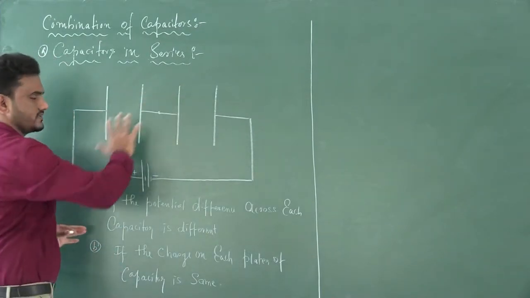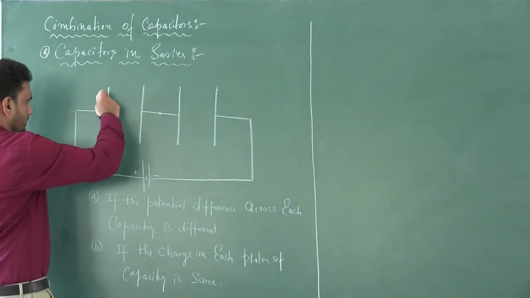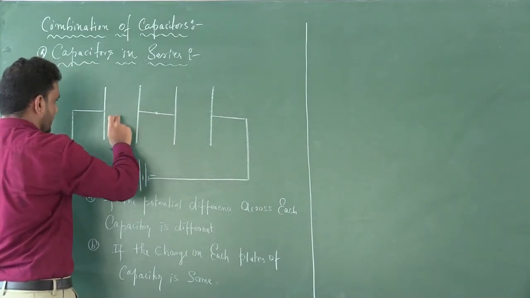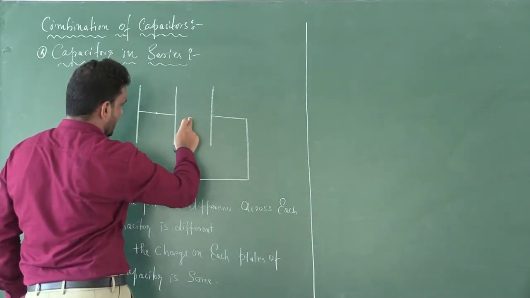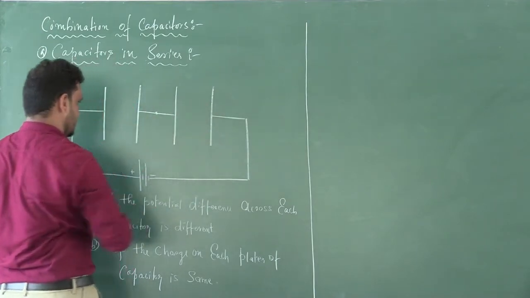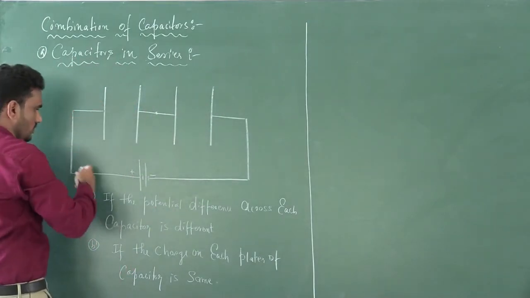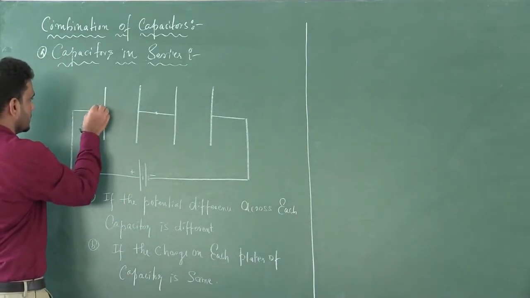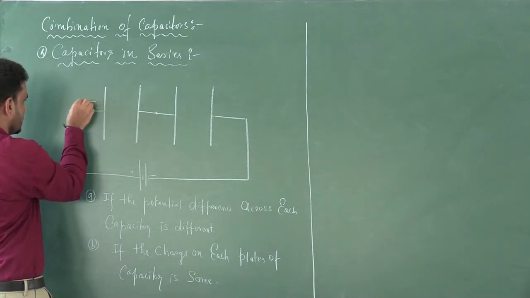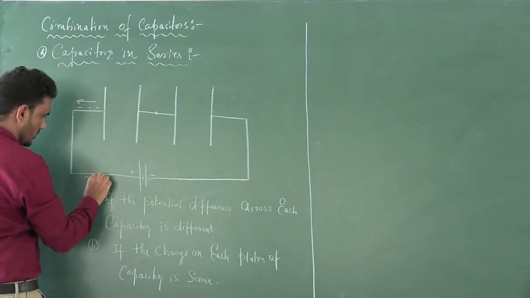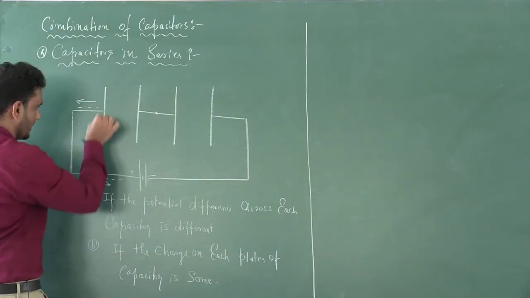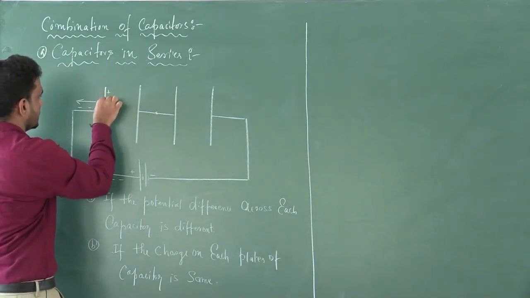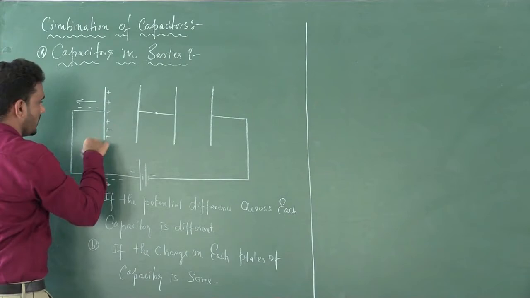How do I charge the plates of the capacitor? Look here: first plate of the first capacitor, second plate of the first capacitor, first plate of the second capacitor, second plate of the second capacitor. See, the first plate is connected to the positive terminal of the battery. So what will happen? Negative charges start moving towards the positive terminal of the battery like this. By losing electrons, this plate becomes positively charged.